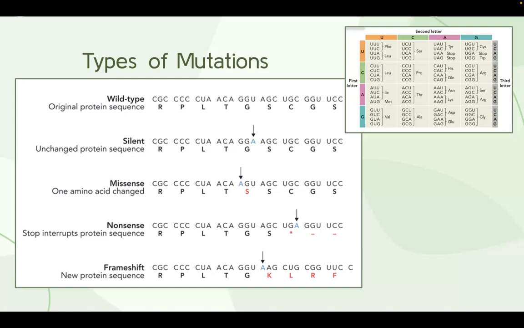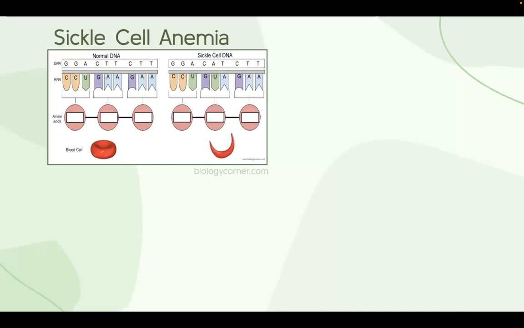You may be wondering why these mutations are important, and they are. They lead to diseases. For example, we have sickle cell anemia. If we look at the RNA sequence, we can see that in the middle codon, the A is changed to a U if you have sickle cell anemia, which changes the look of your blood cell. This is an example of a missense mutation.